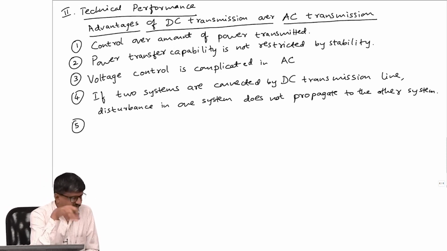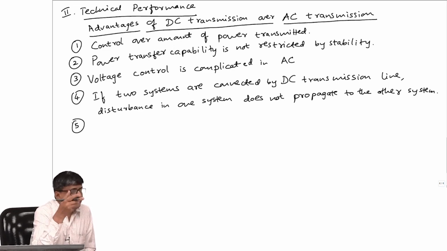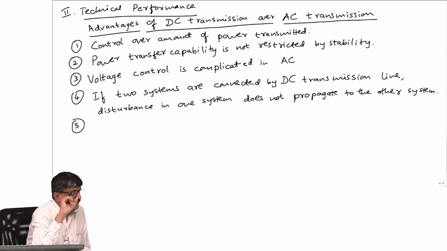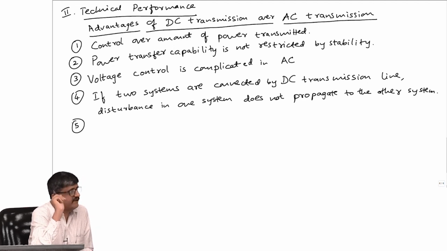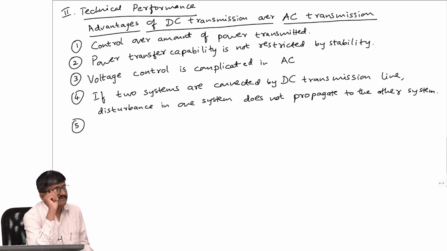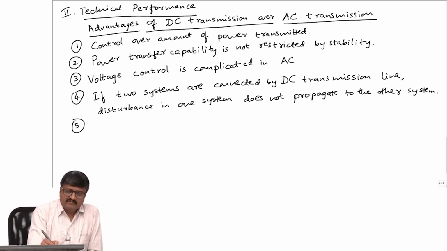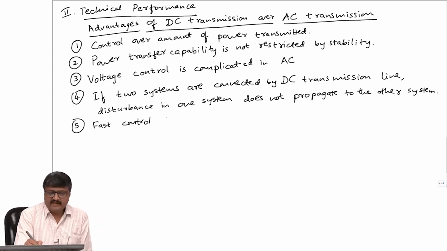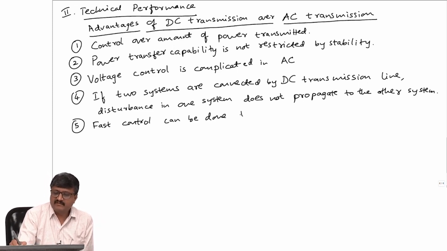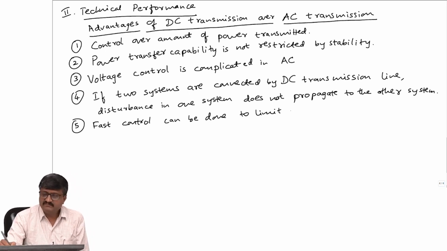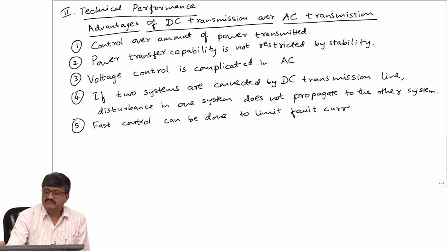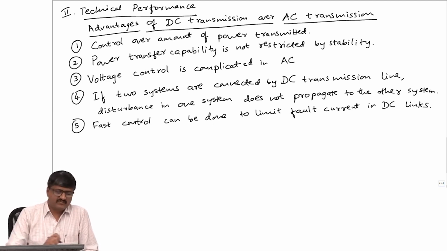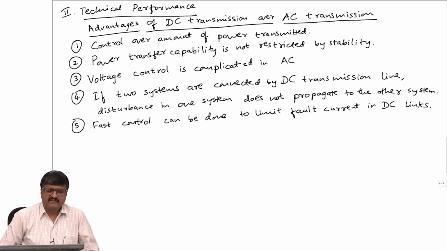Now, there is just one more advantage that I want to point out here. Suppose there is a fault in an AC system. The relay will sense the fault, and the circuit breakers are given a signal to trip. In the case of DC, there is a possibility of controlling the converter itself to limit the fault current. Such a facility is not there in AC. So fast control can be done to limit fault current in DC links. These are some of the major advantages of having DC transmission over AC transmission.